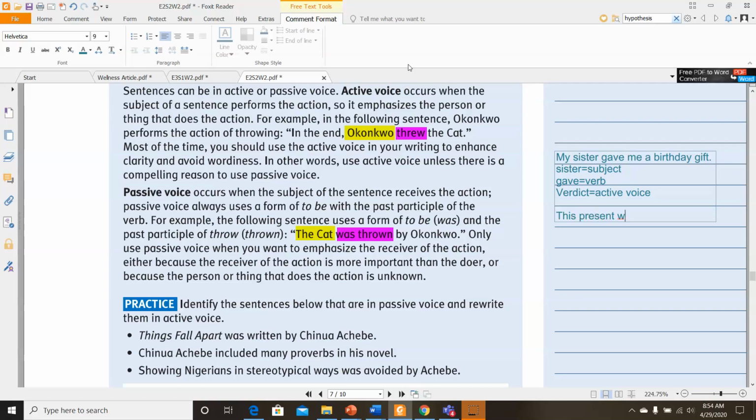This present was given to me by my sister. If I want to emphasize the present instead of my sister, I'm going to write it like this. In this case, the subject is present. Then we have was given as our verb. Does the subject, present, do the verb of giving? No, it's receiving, or being received. So in this case, it would be passive voice.